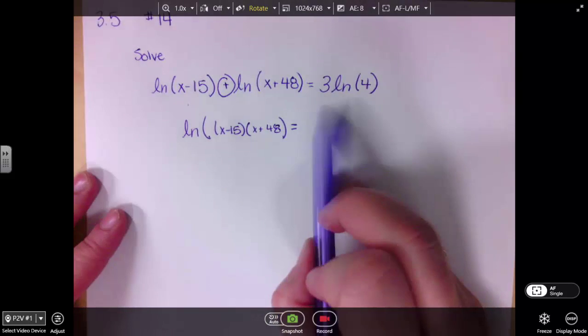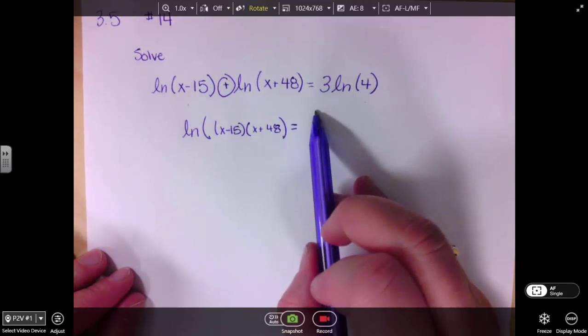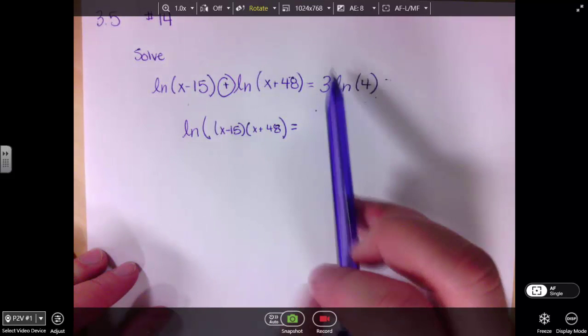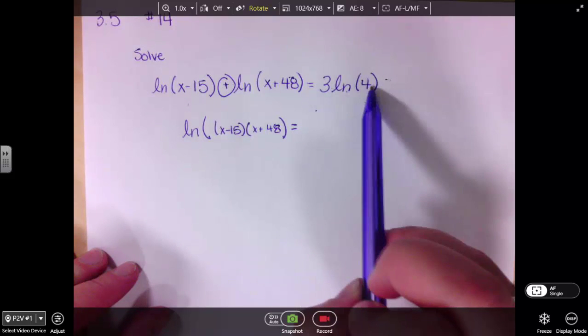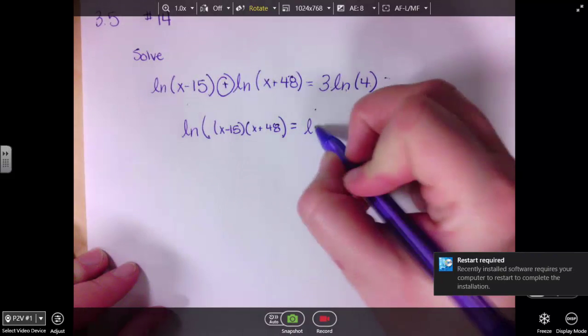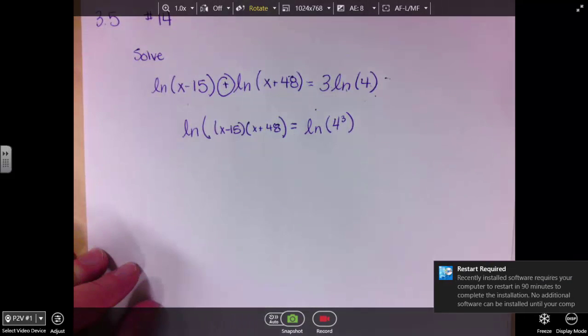And then over here, it's 3 times the natural log of 4. Well, I don't want to deal with this multiplication of 3. So we have another property that says what we can do with that. It says anytime there's a number out front times the natural log, we can bring it back into the natural log by making it the exponent of the inside. We can rewrite this as the natural log of 4 to the third.